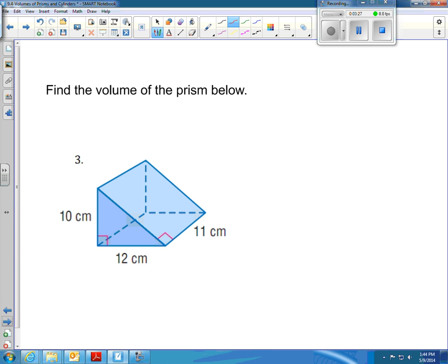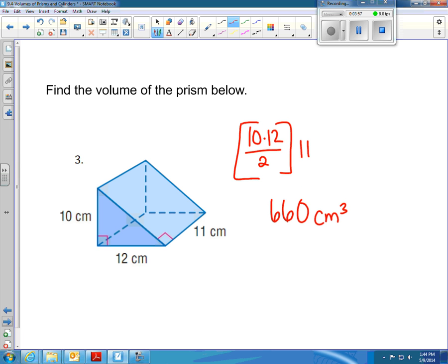Find the volume of the prism below. Well, it's not a rectangular prism and not a cylinder. So we're going to do base area. My base is a triangle, so I'm going to do base times height, divide by 2. That's going to find me the area of 1. And I'm going to times that by the height. My height is 11. So go ahead and do those calculations out. We get 660 centimeters cubed. This time volume is cubed.